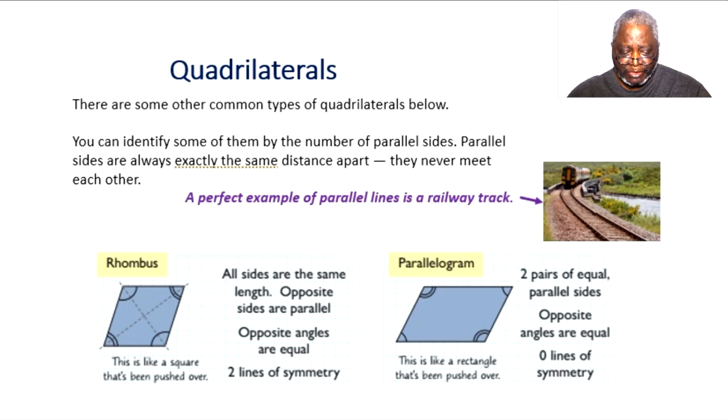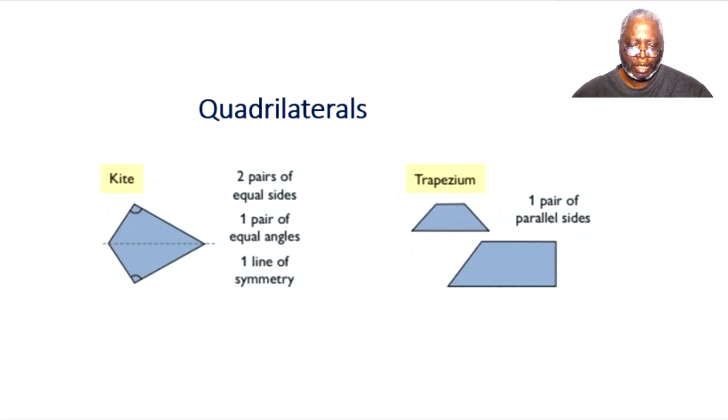And then you have a parallelogram. Two pairs of equal parallel lines. Opposite angles are equal and it has no line of symmetry. That's the difference between a parallelogram and a rhombus. Whereas a rhombus has two lines of symmetry, a parallelogram doesn't have any. Why? Because they are from a rectangle. Because they are from a rectangle, you cannot fold it to have mirrored sides.